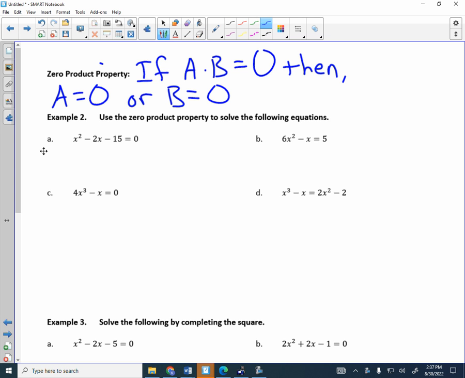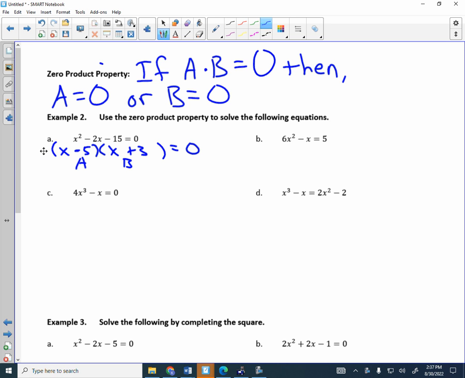Okay, use the zero product property. That means that it has to be written as a product, which means factor. The word factor and product are the same. Factor and multiplication, same thing. So we write it in factored form. x times x, and what? Minus 5 plus 3 is equal to 0. Great, sweet. So this is the A, and this is the B. A times B is equal to 0.